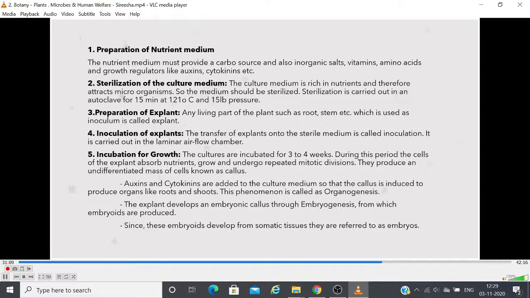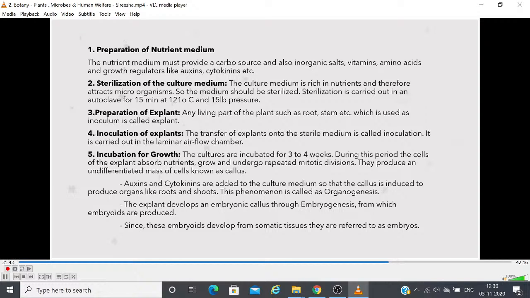And now what will we do with this explant? Next is inoculation of explants. The transfer of explants onto the sterile medium is called inoculation. Once we have collected the explant, this explant should be kept on the sterile medium. The nutrient medium which we prepared is already ready, and now we are transferring the explants onto the sterile medium. This is nothing but the inoculation of the explants.